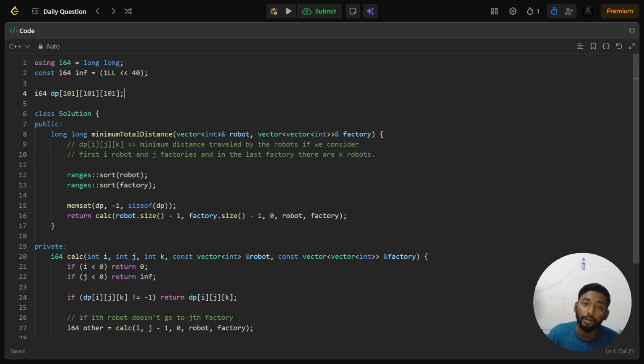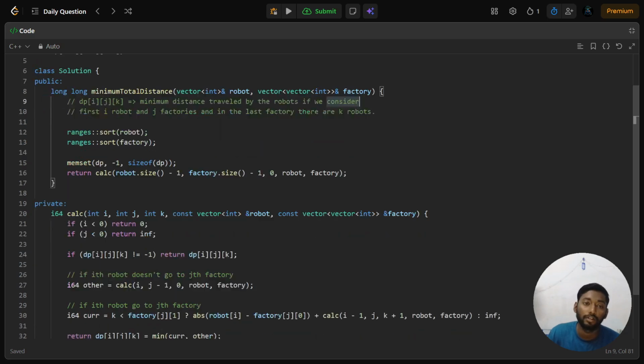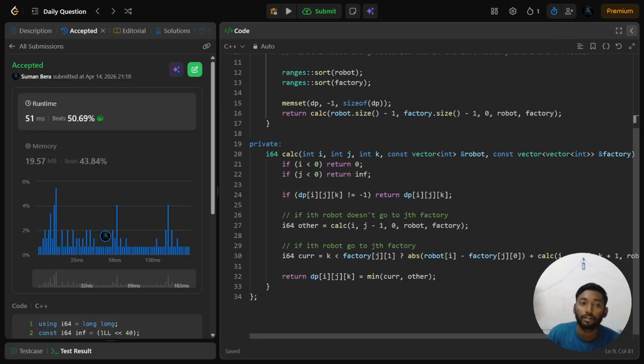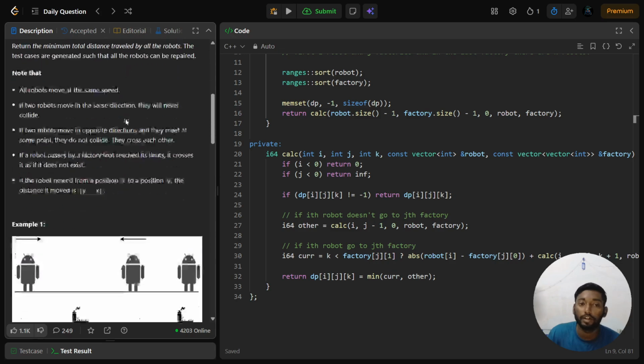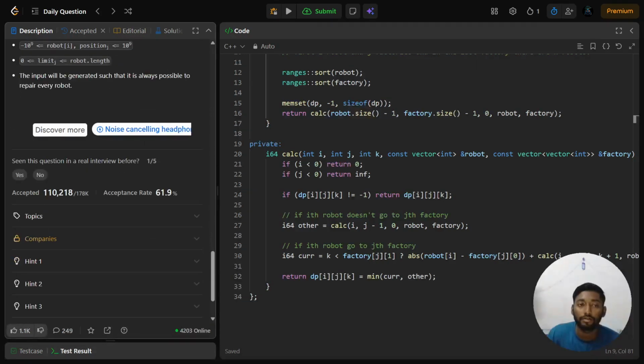The time complexity will simply be m square n, because it is contributing two states, position and the limit, and the robot state. So m square n will be the time complexity, which passes because the constraints are low here.